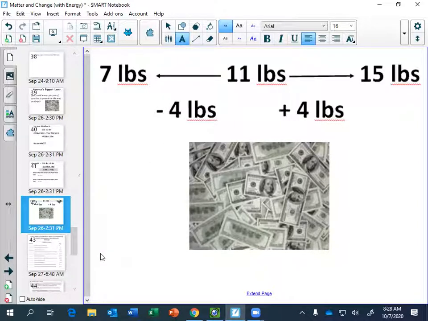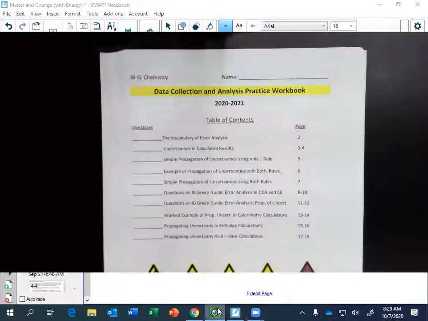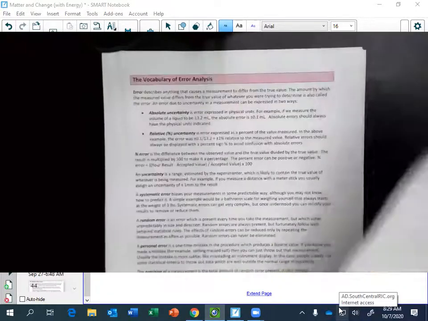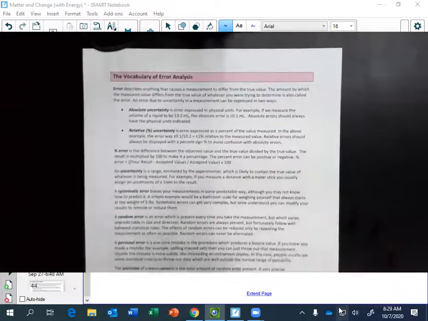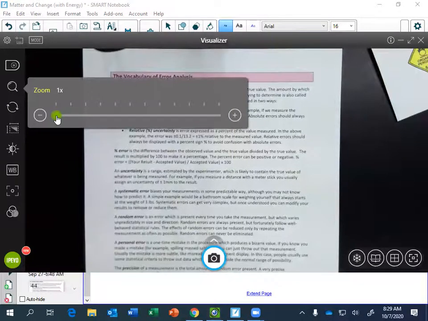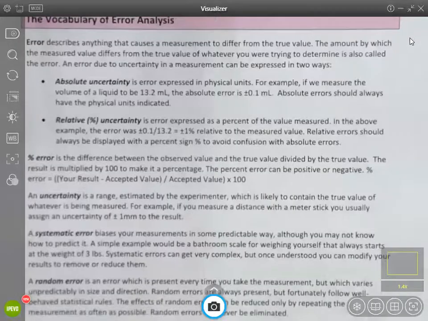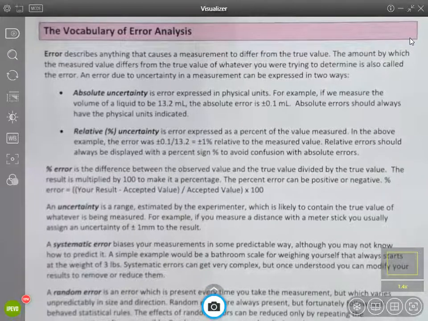Okay, so now we're going to apply this idea of uncertainty in measurements and calculations to lab data. So I'm going to have you look at that pink data collection workbook, and we'll do some practice problems within that. Okay, so we're going to start with page 2, which is a little bit of vocabulary that you're going to need in our discussion. So we can all be speaking the same language. And I'm going to try to zoom this just a little bit because it's very small on my screen. All right. And you can follow along again on your page 2 in your workbook.